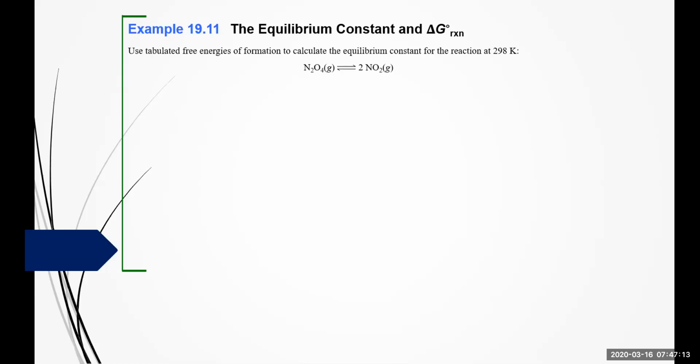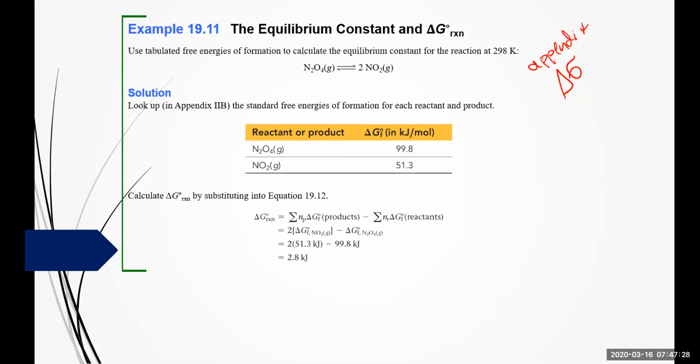So this one, it says use the tabulated free energies of formation to calculate the equilibrium constant. Right? So that means that they want us to go back to our appendix and find our delta G. Right? So we got our appendix down here. And so we use our products minus our reactants, we find our delta G. And so now they want us to find our equilibrium constant. And so we want to remember that delta G naught is negative RT ln K. Now our temperature, because we have that naught sign, should all be at 298 Kelvin.